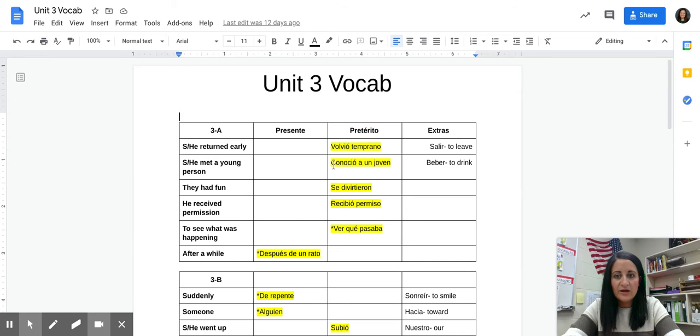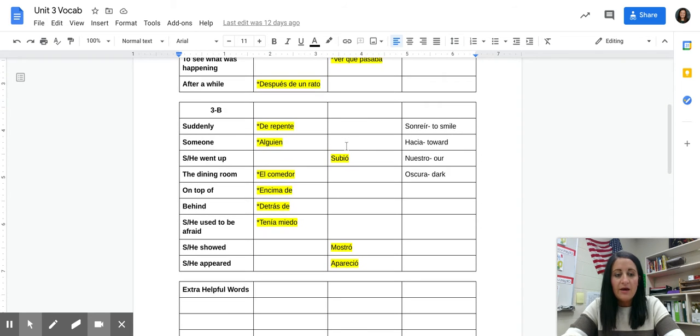All right, let's quickly go over chart 3B from your vocab sheet. Now, it looks really long and intimidating, but it's actually not. It's got a lot of stars on it, so that means we don't have to conjugate a ton, okay? So we should actually be going through this pretty quickly.